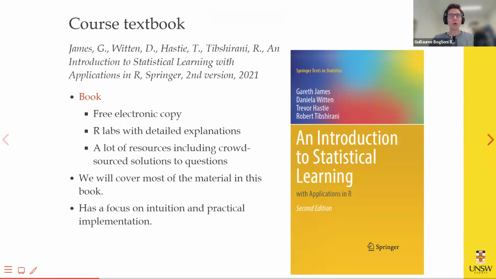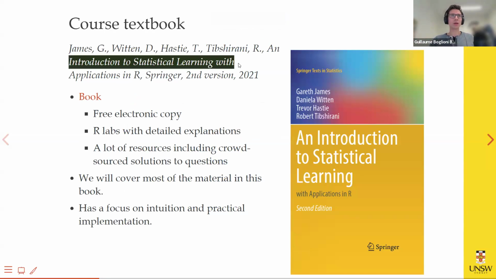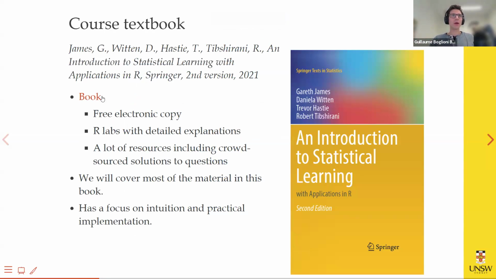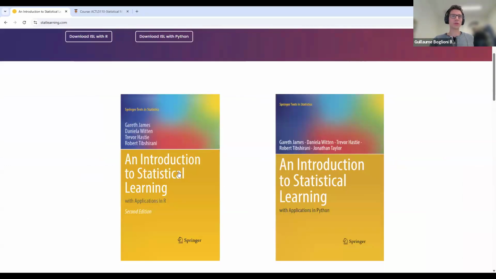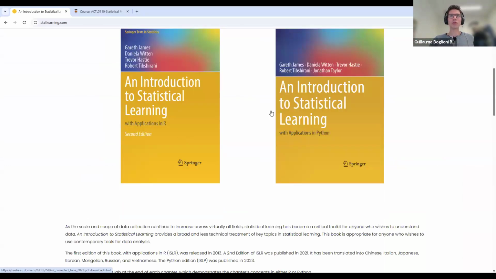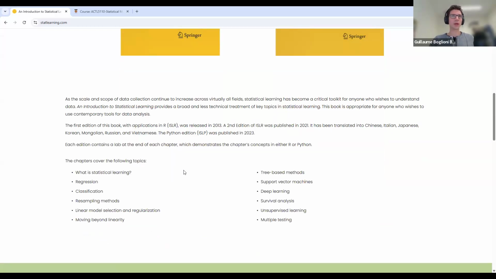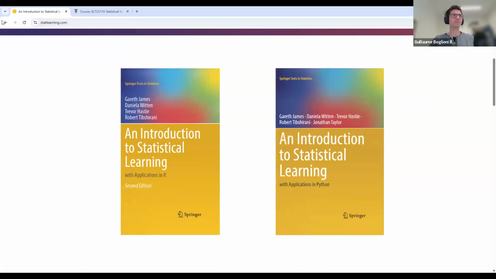Okay, the main course textbook is this one, Introduction to Statistical Learning with Applications in R. So it's a book, but you can freely download it on the course website. If you click this link, you'll land on the website for the book, and you can download it. Now, note there's a version where all the programming is done in Python, but we use the version where all the programming is done in R. And again, you can download this for free, which is quite nice.